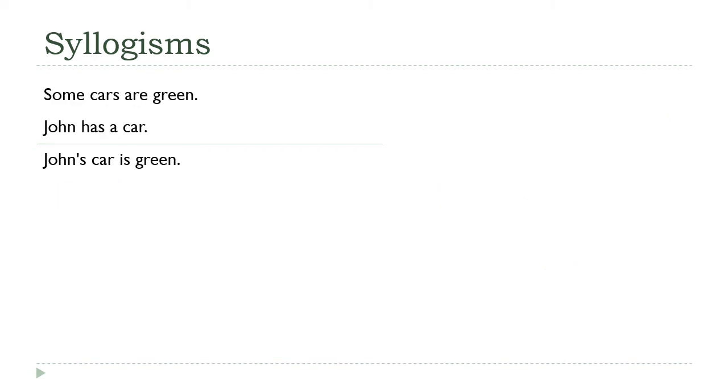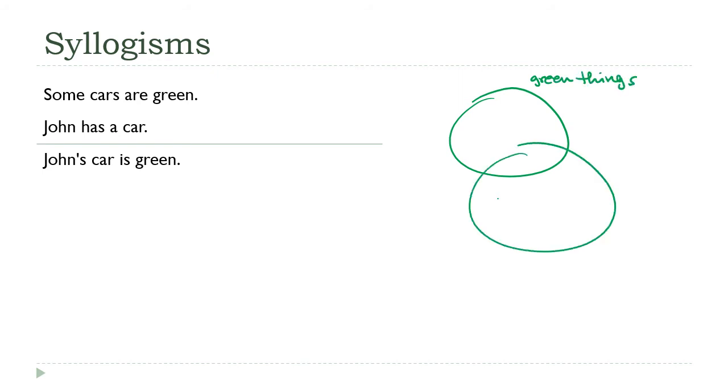So let's try another one. You can try this if you like. You can pause, try this one on your own, then see how I do it. Again, I'm playing off of one that we've seen already. We have green things, and I know that some cars are green, so I'm going to put cars here because that's how we do some. They overlap. John has a car, and the question is: is John's car green?